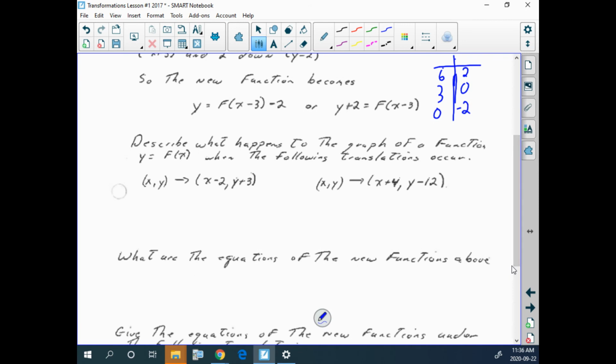So what do we have here? We have (x, y) becoming (x minus 2, y plus 3). So this means every value of x is 2 less, because I'm taking the values and creating another function with those x coordinates. So I move this 2 units left, because every one of my x coordinates is 2 smaller than it was.